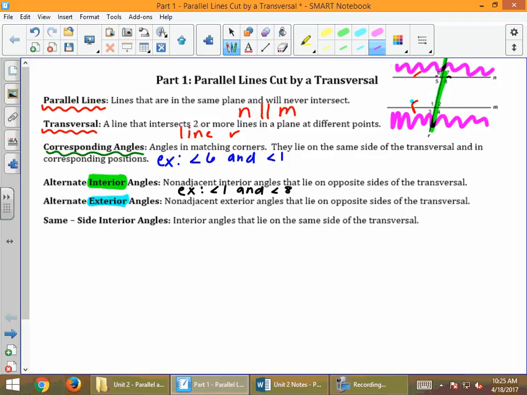Okay. So pick any angle that's kind of in that shaded region. I'm going to pick angle 4. And then alternate exterior angles again are non-adjacent, non-touching, and they lie on opposite sides of the transversal. So if we start at angle 4 and we go on the other side, the one that's on the other side of the transversal not touching is 6. They're kind of diagonal from each other. That's how I like to think of it. So an example of alternate exterior angles is angle 4 and angle 6.